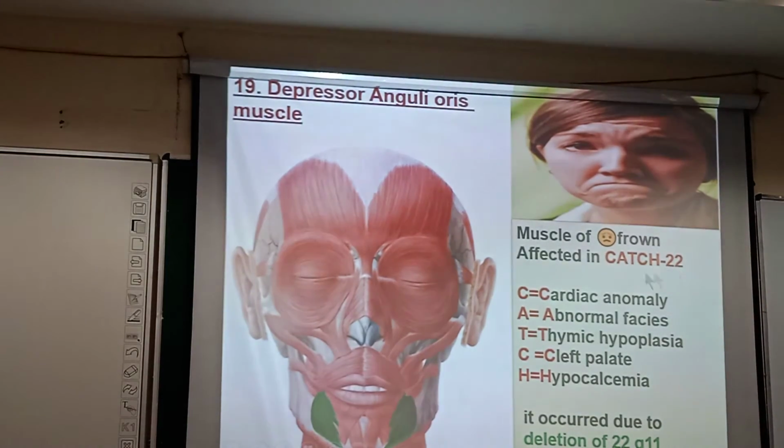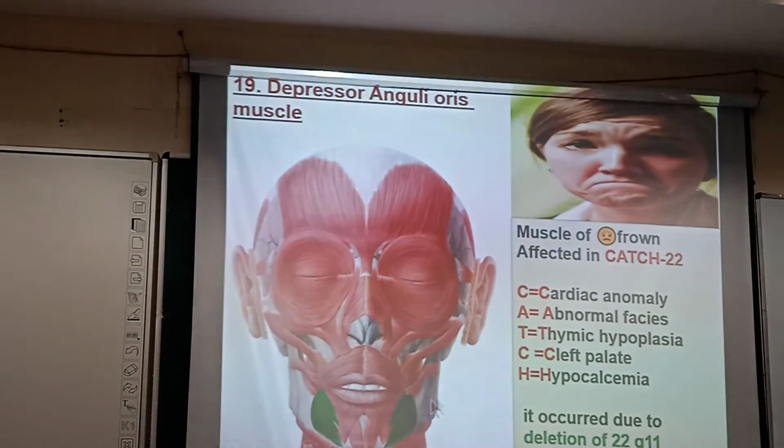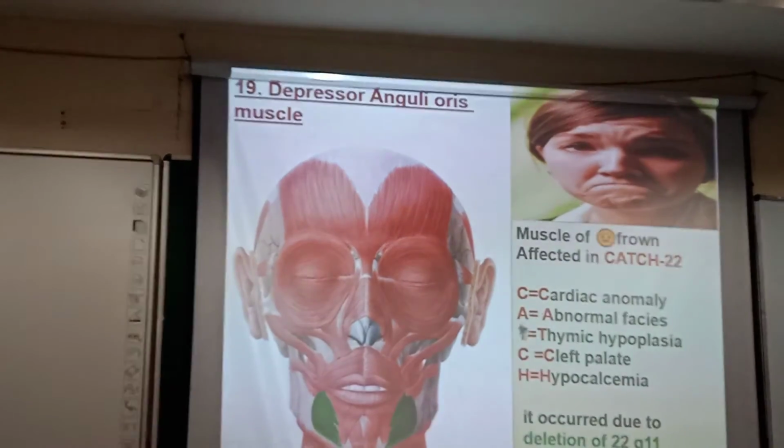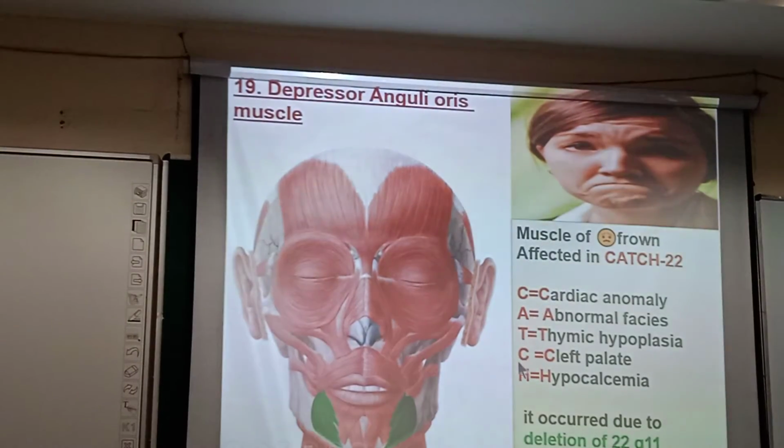Catch 22. This muscle, DAO, gets affected in a congenital anomaly, that is CATCH 22. C for cardiac anomaly, A for abnormal facies, T for thymic hypoplasia, C for cleft palate, and H for hypocalcemia. It occurs due to the deletion of 22q11 chromosome, and this is the muscle of frowning.